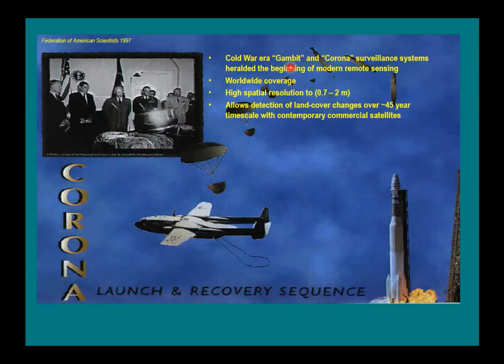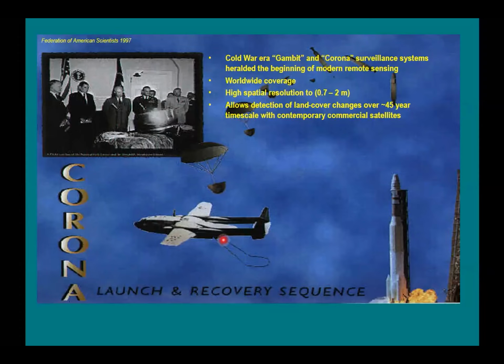One of the cool things that we took advantage of is that during the Cold War, the U.S. and other countries were doing quite a bit of spying on each other. And so we took advantage of a spy satellite program that the U.S. had implemented in the 1960s. And this was following the U-2 mission, the U-2 spy missions.